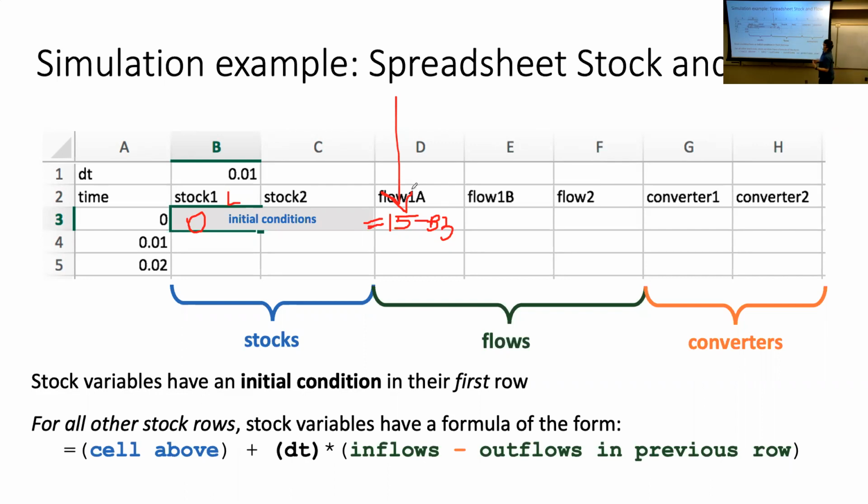Oh, great question. So the question was, where do I need dollar signs? For this example, you wouldn't want dollar signs anywhere, because as you fill this down, you want that B3 to change to B4 to B5 and so on. But if I made 15 a parameter up top, let's say I put it in A4 or something like that, I would need dollar signs there, because when I pull this down, I would want that cell to stay fixed.